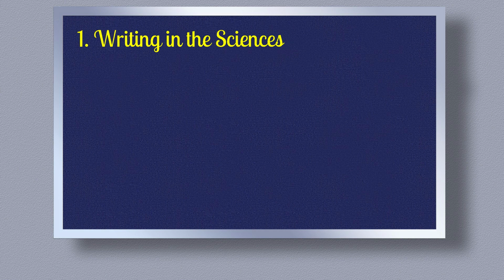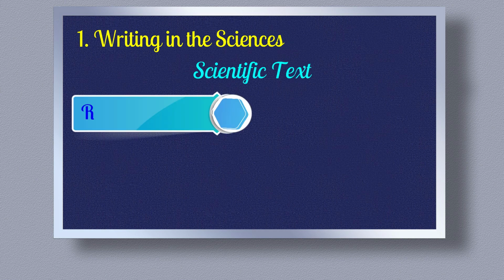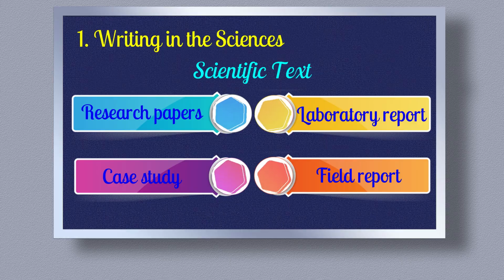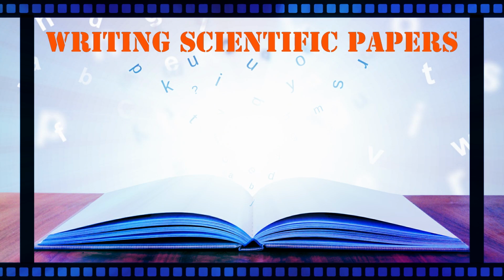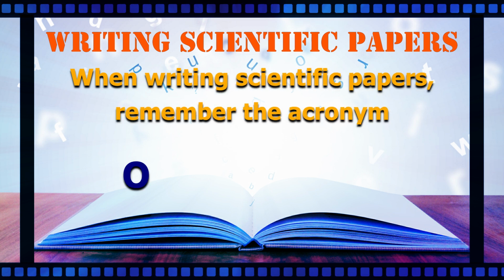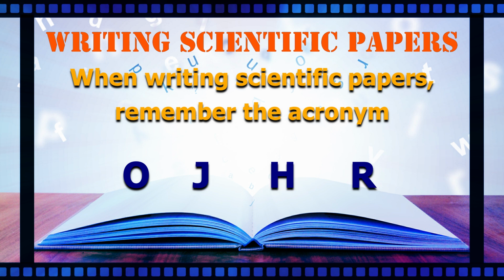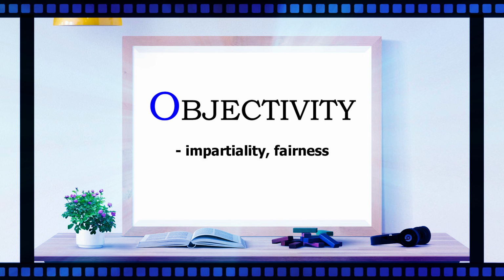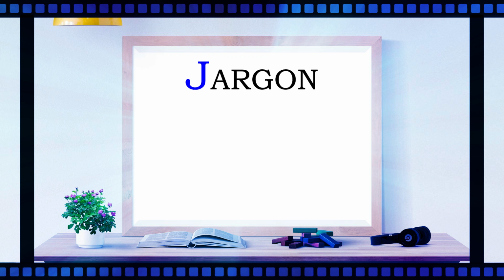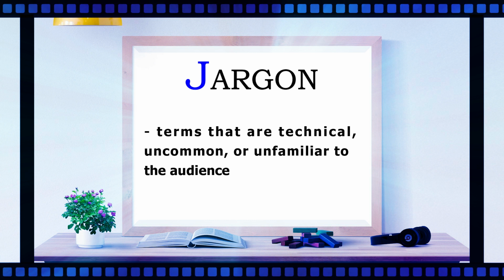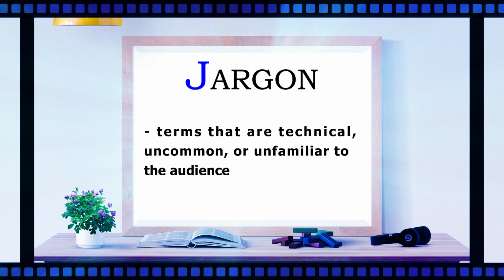People in the science field often write scientific texts such as research papers, case studies, laboratory reports, and field reports. Writing scientific papers. When writing scientific papers, remember the acronym. Objectivity. Impartiality or fairness must be observed in writing any scientific text. Jargon. Because jargons are terms that are technical, uncommon, or unfamiliar to the audience, scientific papers will require you to define terms in the text.